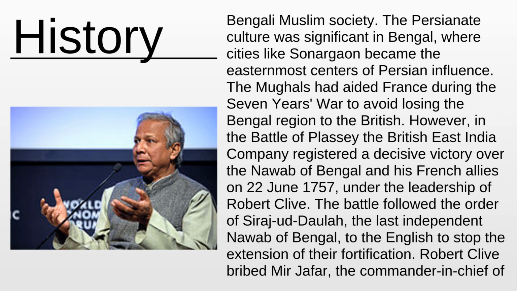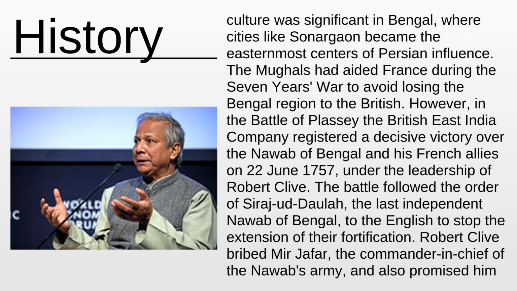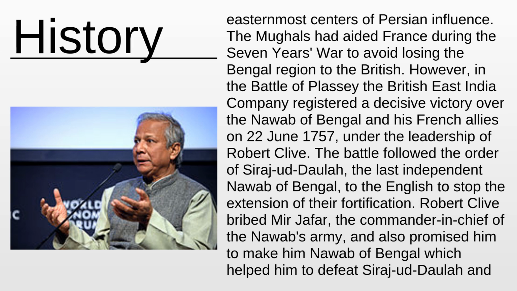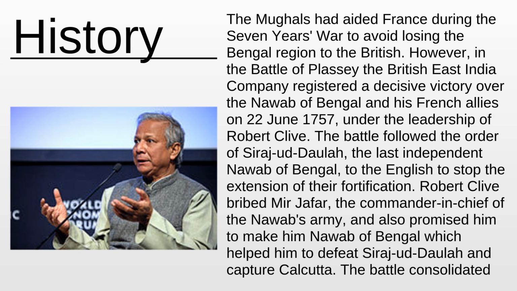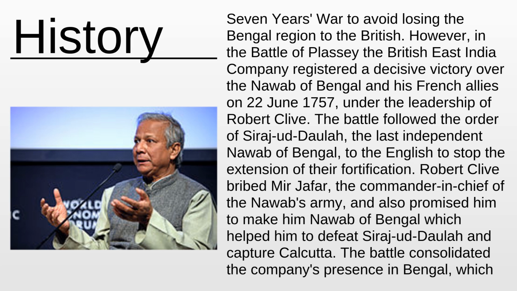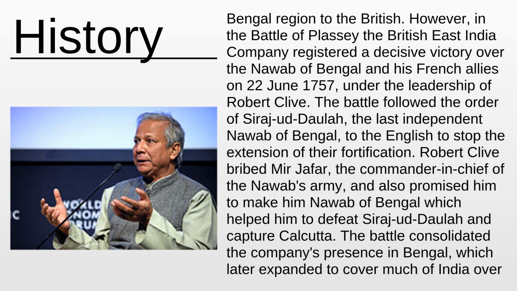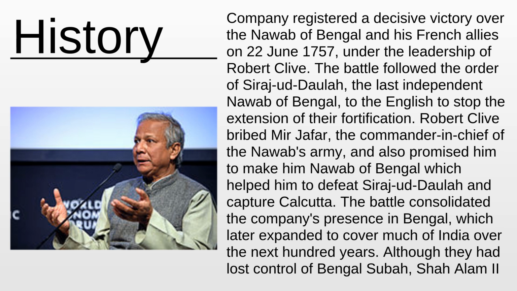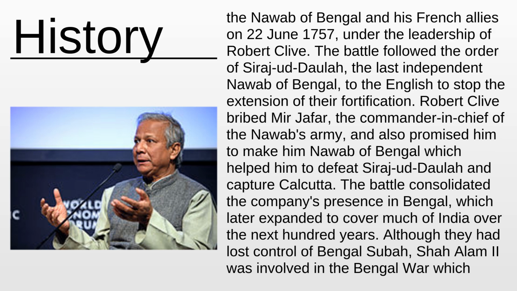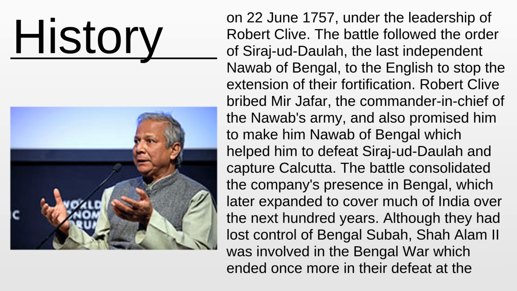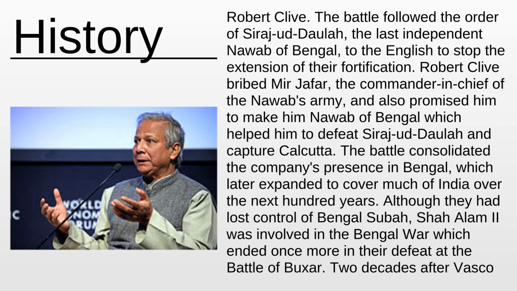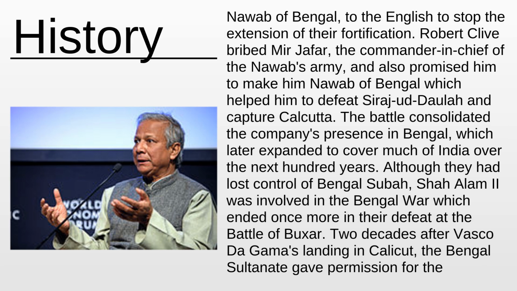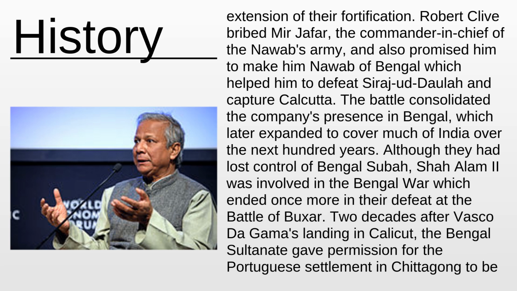The Mughals had aided France during the 7 Years' War to avoid losing the Bengal region to the British. However, in the Battle of Plassey, the British East India Company registered a decisive victory over the Nawab of Bengal and his French allies on June 22, 1757, under the leadership of Robert Clive. The battle followed the order of Siraj ad-Dawla, the last independent Nawab of Bengal, to the English to stop the extension of their fortification. Robert Clive bribed Mir Jafar, the commander-in-chief of the Nawab's army, and also promised him to make him Nawab of Bengal, which helped him to defeat Siraj ad-Dawla and capture Calcutta.